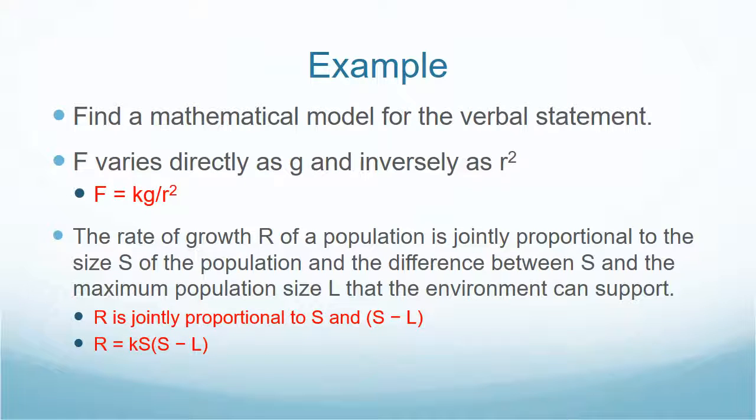F varies directly as g and inversely as r squared. So f varies directly as g is f equals kg, and then r squared is going to go in the denominator. The rate of growth R of a population is jointly proportional to the size S and the difference between S and L. So R is jointly proportional to S and S minus L. So R equals KS times S minus L. Don't forget to put the K in there. That's really one of the most common mistakes. These aren't really that difficult, but a lot of people forget about the K, and it's very important.